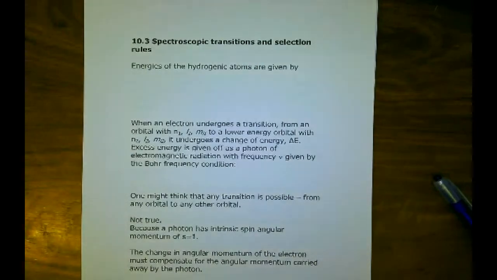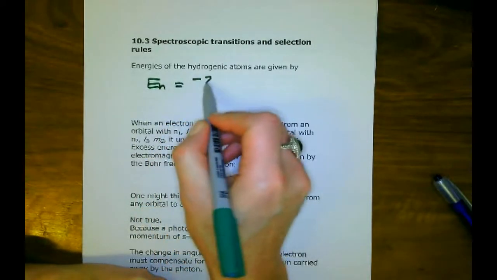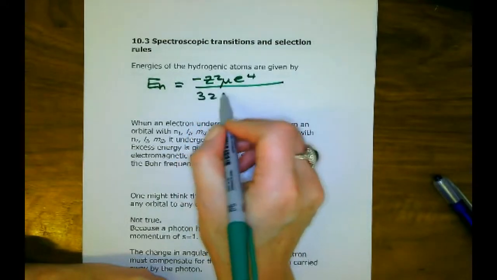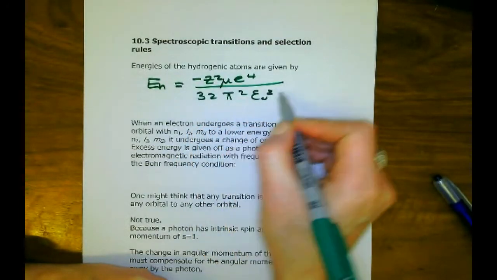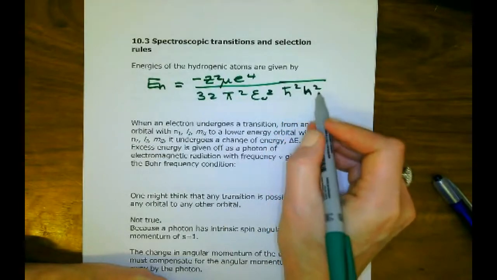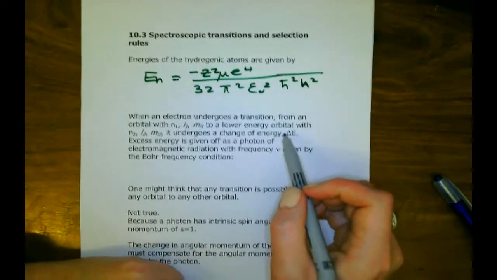We will now use the information that we have to explain the spectroscopy of atoms, firstly hydrogenic atoms, but also many electron atoms. Well, we know that the energies of the hydrogenic atoms are given by this equation. This is the general energy equation. That's n squared. So basically the principal quantum number n determines energy.